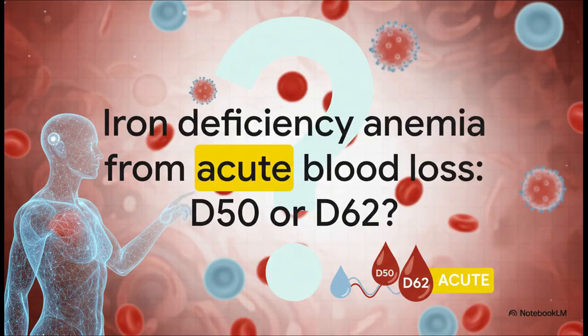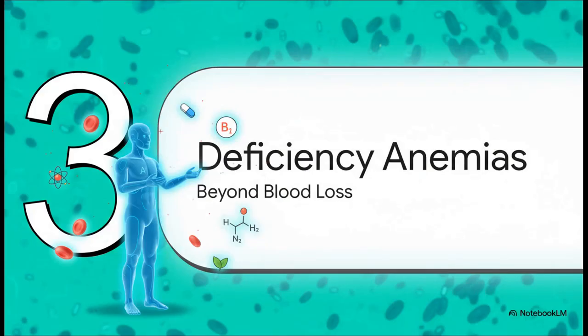Okay, quick knowledge check for you. The documentation says iron deficiency anemia, which makes your brain immediately think D50, right? But then it says it's secondary to acute blood loss. So what's the call? The answer is D62. That word acute is your main clue here. It's the driver. It points you directly to acute posthemorrhagic anemia, and it totally overrides the other descriptor. Nice job on that.